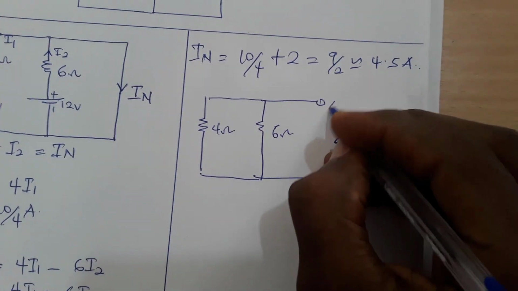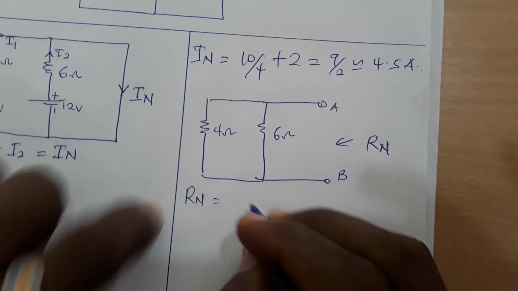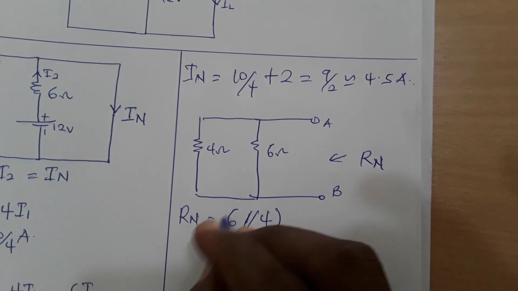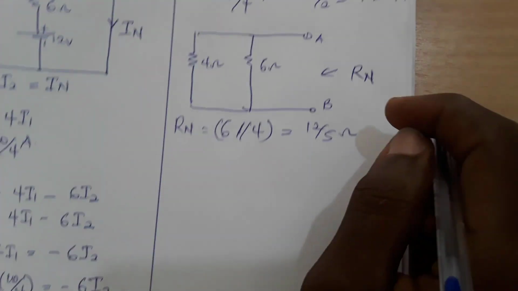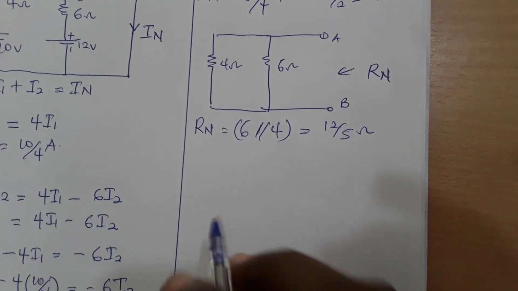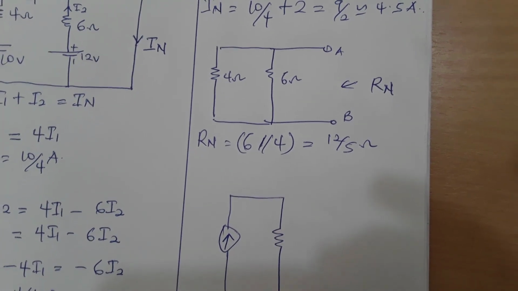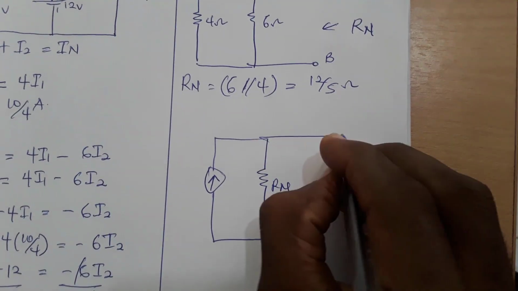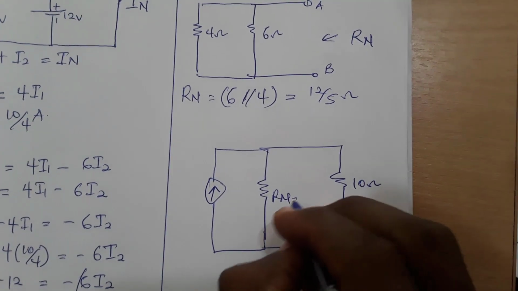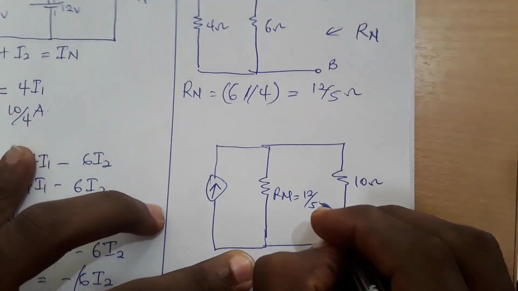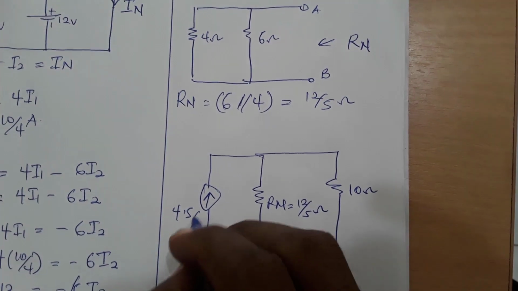So looking through this terminal, let's say AB, we can see that our 4 is in parallel with 6. So it will be 6 parallel 4. And this should give us 12 on 5 ohms. And we know that the equivalent circuit for Norton looks like this. You have your IN in parallel with your RN. Then you bring back the resistor that you took out, that is 10 ohm. And I have RN to be equal to 12 on 5 ohms and IN to be 4.5 amperes.